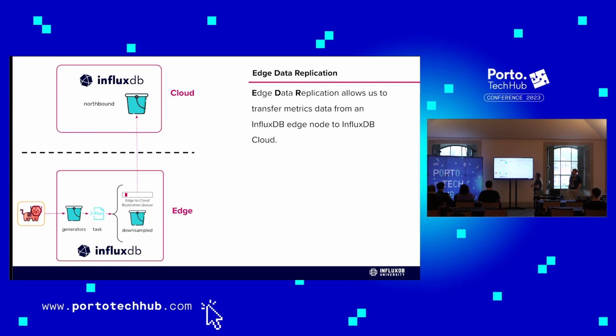Now, one thing to note that's special about edge to cloud replication is that it has a disk back queue. Basically, it does have limits. You can't store everything in there forever and ever, but if you have a power outage of a couple hours or possibly even a couple days, it will store it in the replication queue. Again, this is where having a downsampled amount of data can also be helpful.